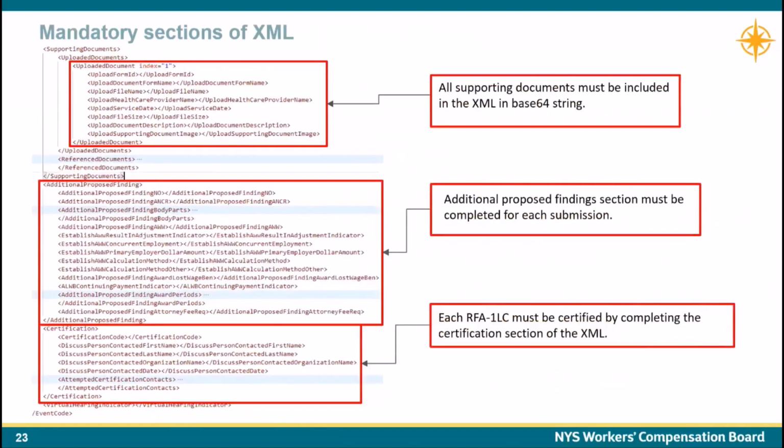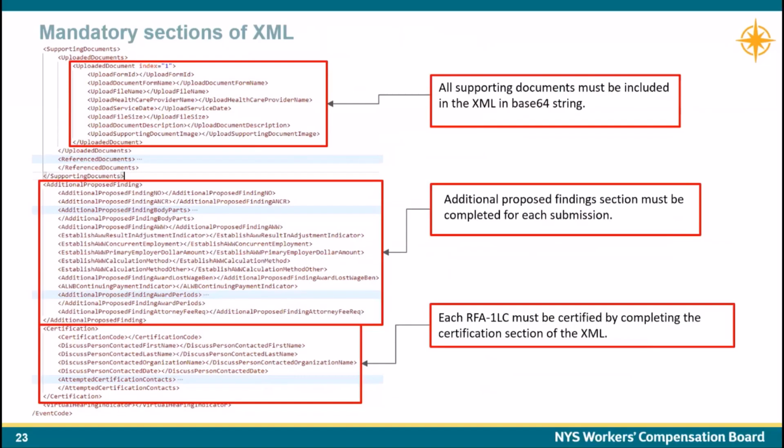So the next mandatory node is the supporting documents node. In the supporting document node, you can either reference an existing document from the case folder, or you can attach a PDF or JPEG document. The attachment must be included in the payload in a base64 string format. The attachment must be in the PDF or JPEG format. We are not supporting any other format.